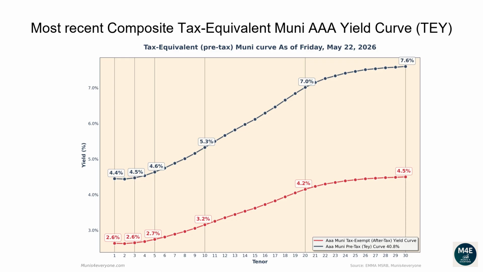The two-year tax-equivalent yield is 4.44%. The 5-year tax-equivalent yield is 4.63%. The 10-year tax-equivalent yield is 5.33%. The 20-year tax-equivalent yield is 7.01%. The 30-year tax-equivalent yield is 7.6%.